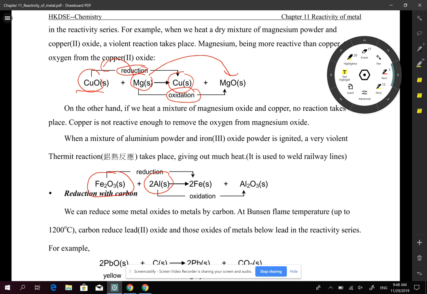Because aluminum has a higher reactivity than iron, the aluminum will remove the oxygen from iron and form aluminum oxide, and the iron oxide is reduced back into iron. This reaction, we name it the thermite reaction. It is violent, very rigorous. The reaction reacts very fast and gives a lot of heat. And it has a unique usage.